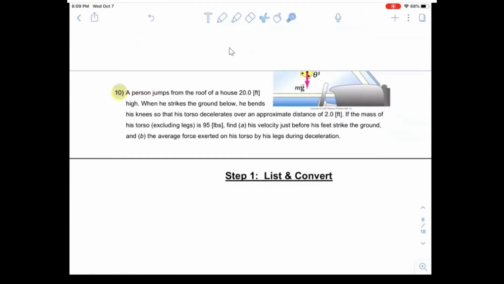Okay, so what do we have? We got a person who jumps from the roof of a house. It's going to be 20 feet high, so that's a 20 foot drop. And then he bends his knees. While he's bending his knees, the torso is going to decelerate over a distance of 2 feet.